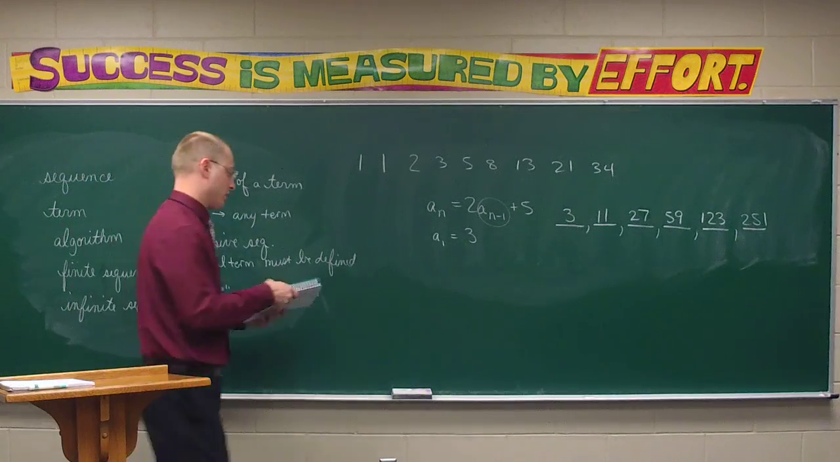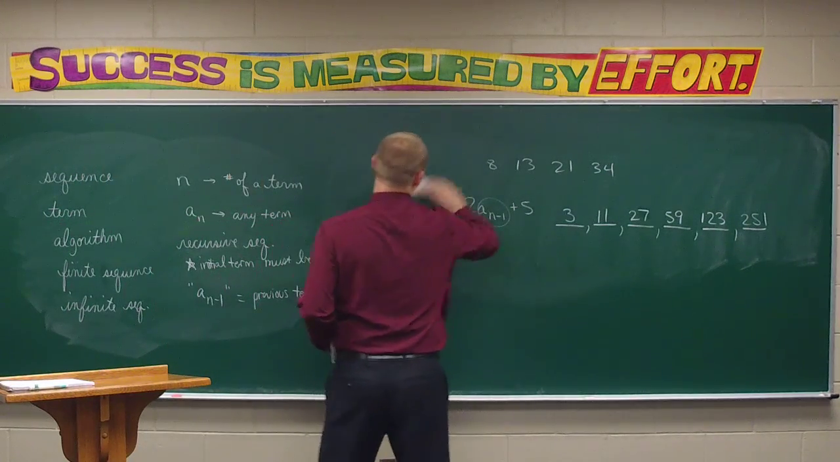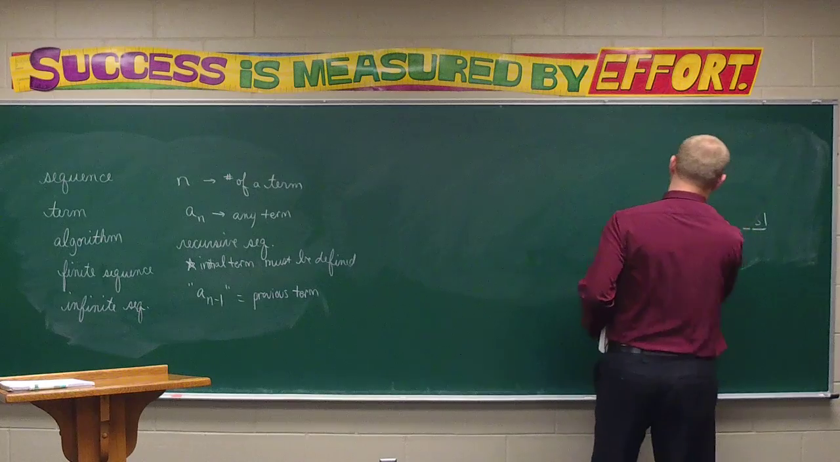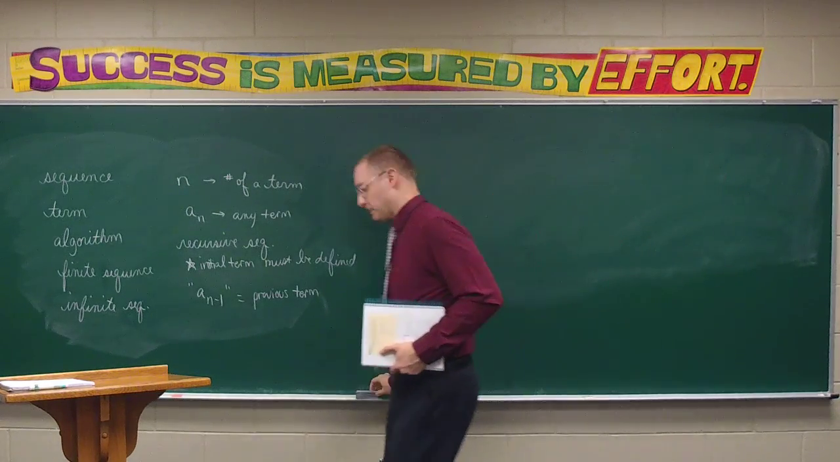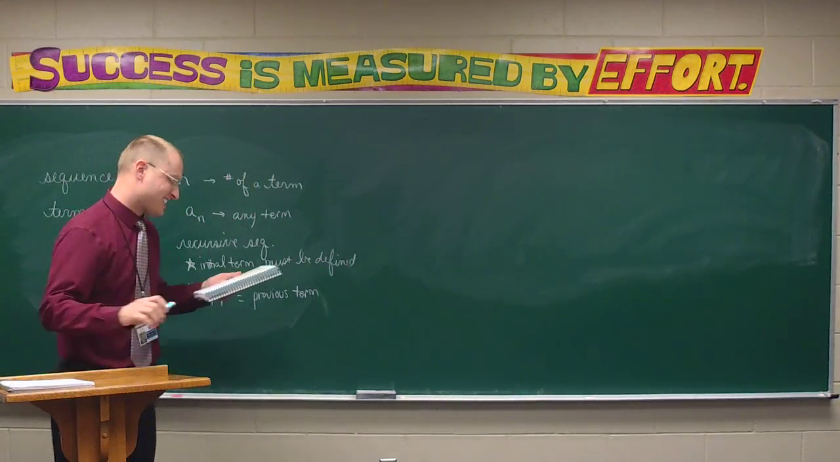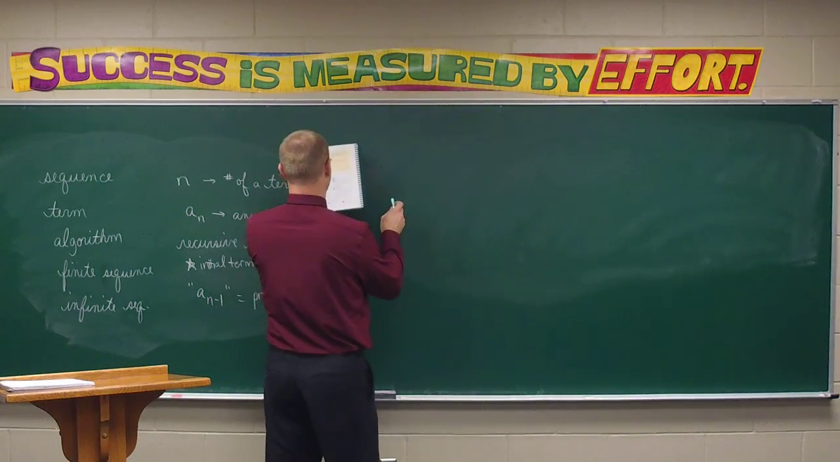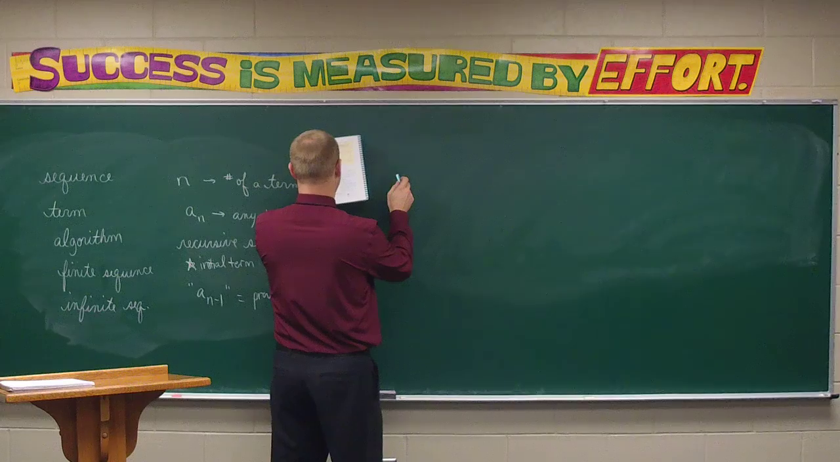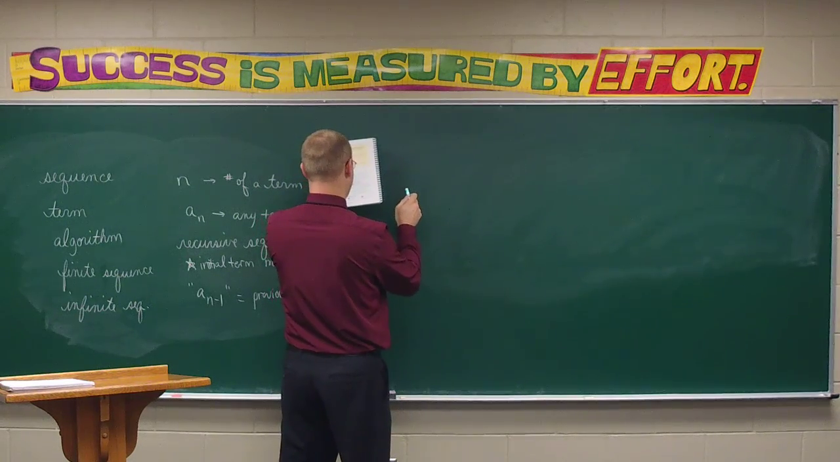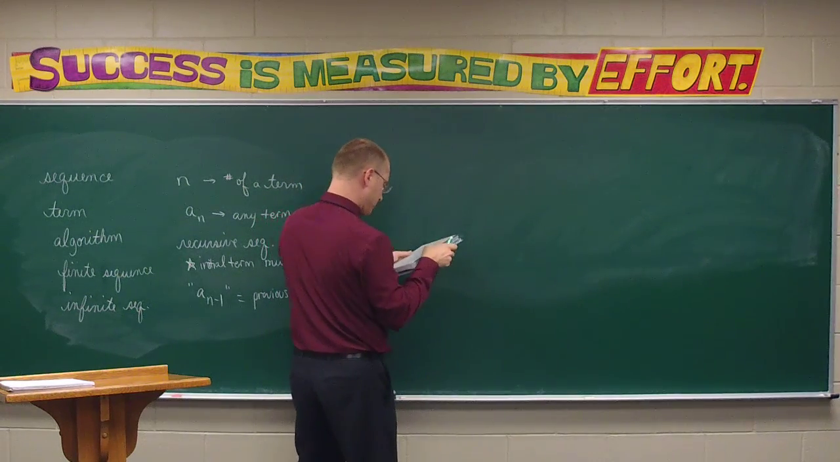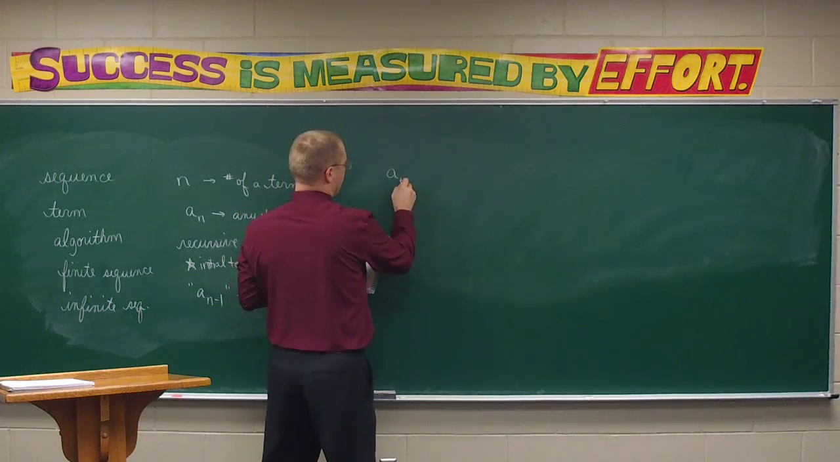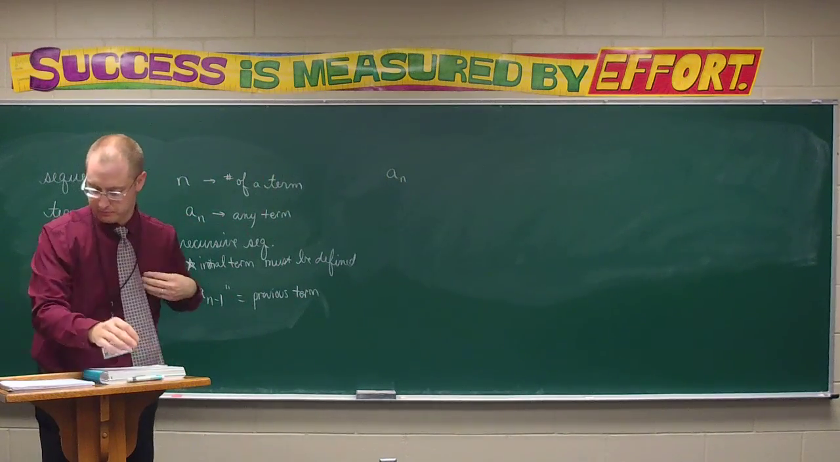Go and write the algorithm down, if you would, please, there in your notes, as well as the starting term. Again, you have to have at least the starting term. Some, like the Fibonacci sequence, you need the first 2 terms. Let's take a look at, scratch that. Let's do number 10.